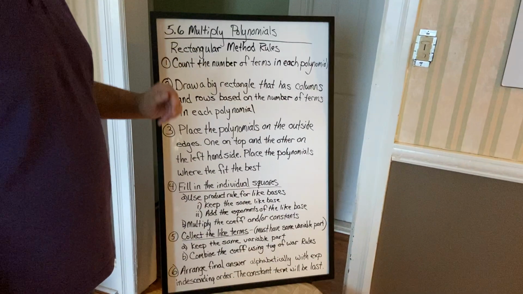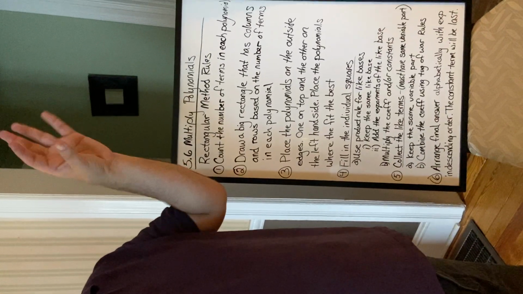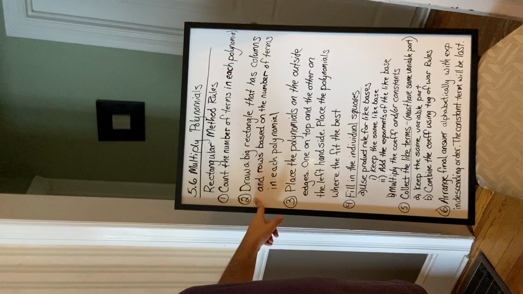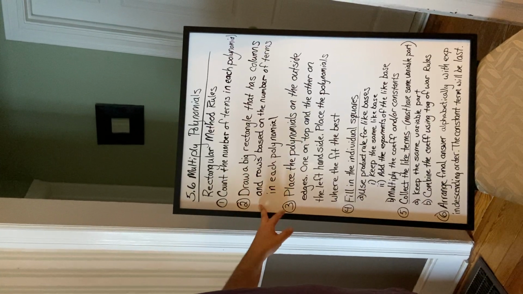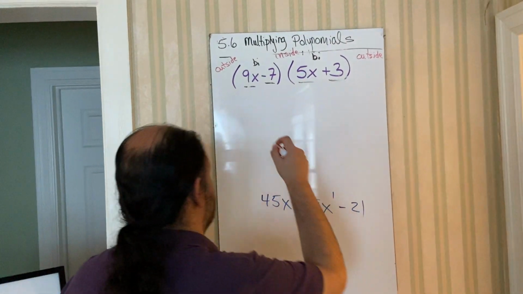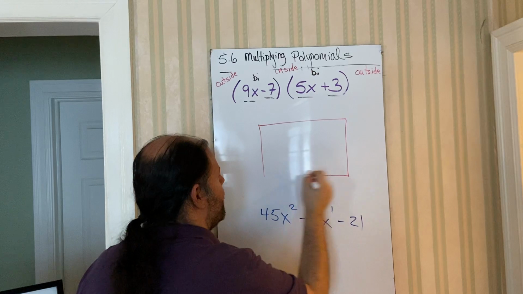First, count the number of terms in each polynomial. We said it's a binomial times a binomial, so that means 2 terms by 2 terms. So we're going to draw a big rectangle. Make sure it has 2 rows and 2 columns, and then we're going to place the polynomials on the outside. So let's do that here. So I'm going to draw a rectangle.